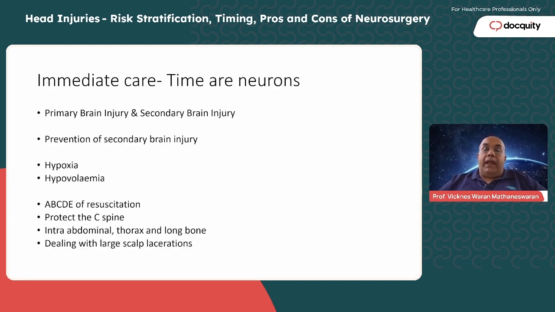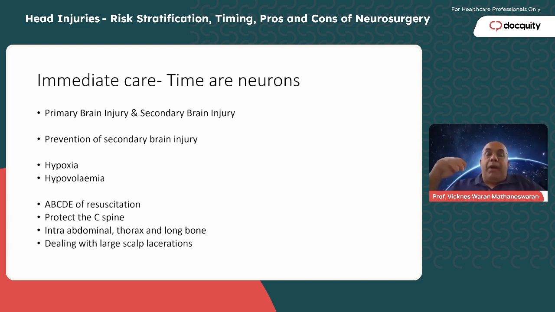So in immediate care, this is a phrase that has been used since I was a trainee: time is neurons. The more time that is wasted getting a patient to a proper facility to prevent certain things from occurring, the more neurons they are going to lose. So we have this concept of primary brain injury versus secondary brain injury. Primary brain injury is what actually happens as a consequence of an accident. Usually there's very little we can do for primary brain injury. What has already happened has already happened.